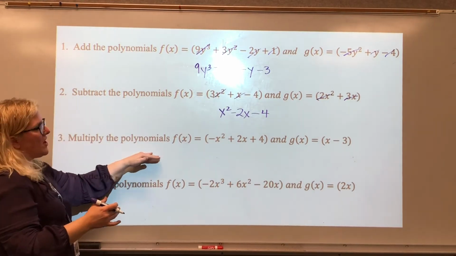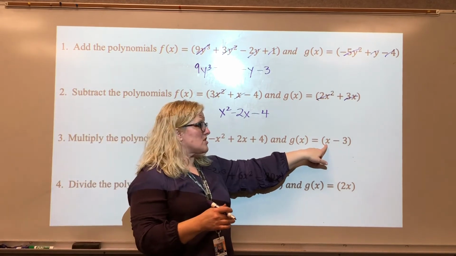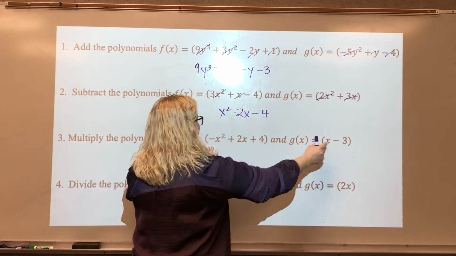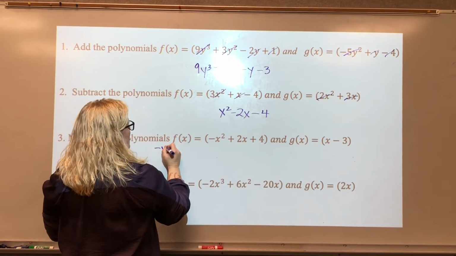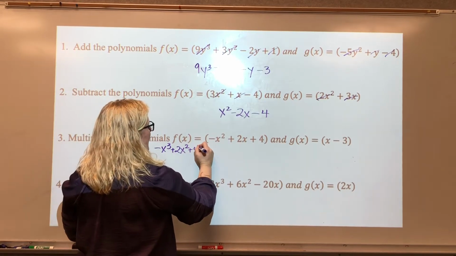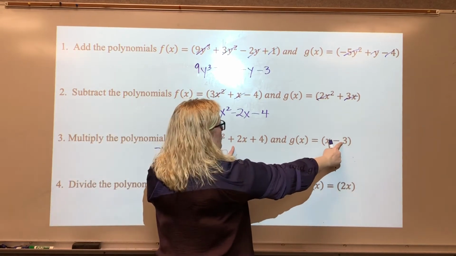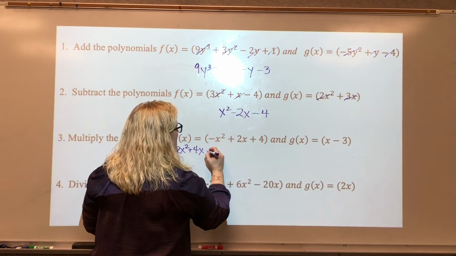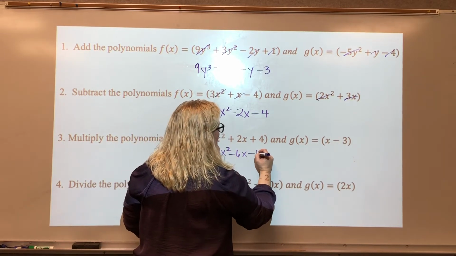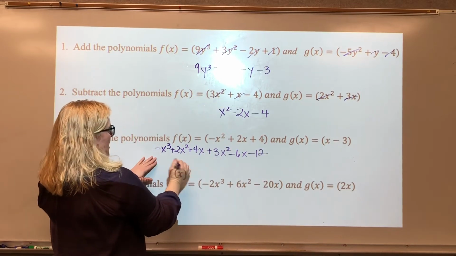Okay, multiply the polynomials. We're just going to distribute the x and the negative 3. So if I come through here with the x, I have negative x to the third plus 2x squared plus 4x. And now when I come through with the negative 3, this is a plus 3x squared minus 6x minus 12. And now I combine like terms.